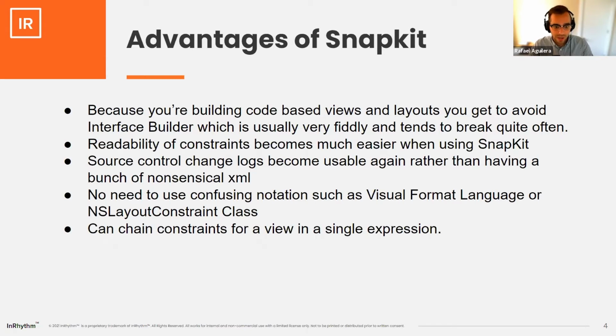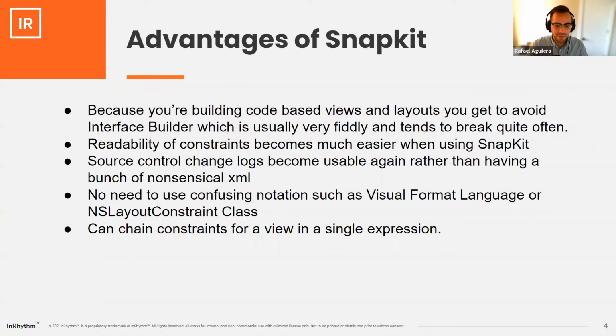Source control change logs are usable again, rather than having a bunch of nonsensical XML. So the way that interface builder works is it basically gives you a giant XML that describes what your view looks like, which tends to be really, really ugly. It's not really readable for humans. It's mostly meant for the computer to read it and to display what it is.